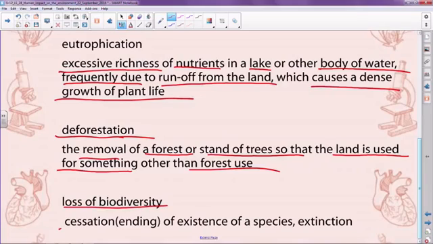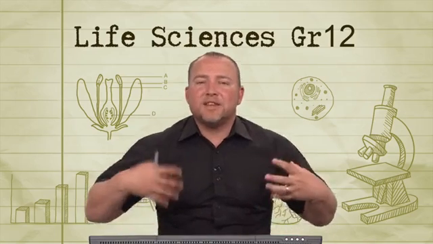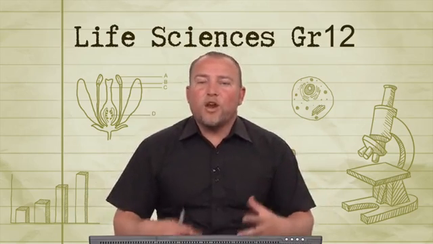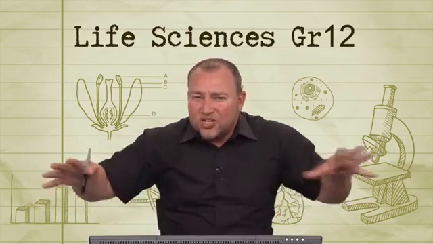It's the cessation or ending of existence of a species, or extinction. So in other words, what actually happens is when we lose biodiversity, if something goes through extinction, our biodiversity gets smaller. Biodiversity is different things that are different. We've got a lot of different biodiversity of plants in the Cape, or the Northwest, that's so vast and has lots of different types of flowers. So South Africa is quite big when it comes to flowers.